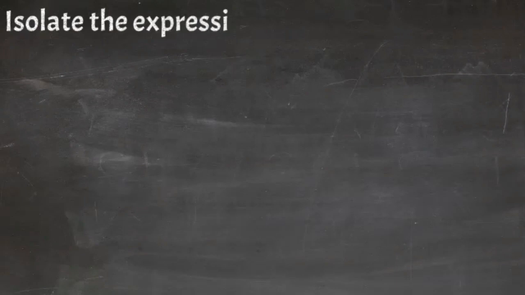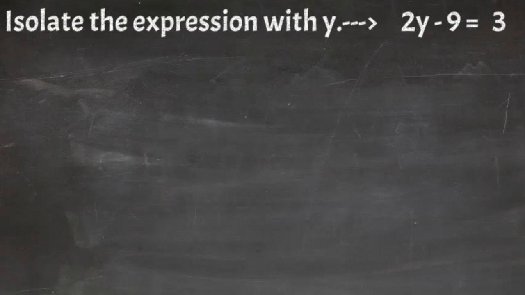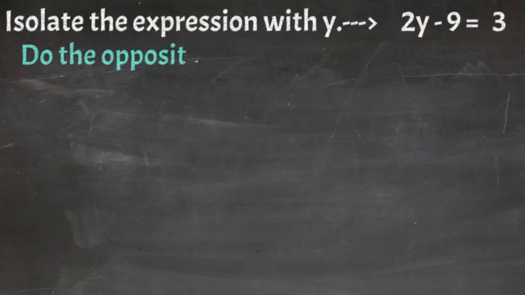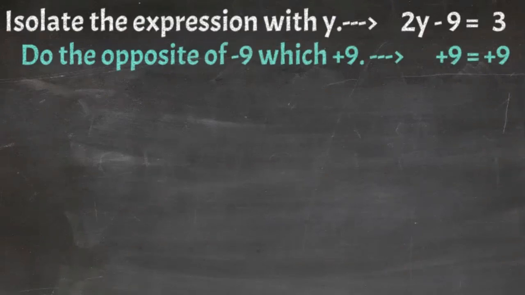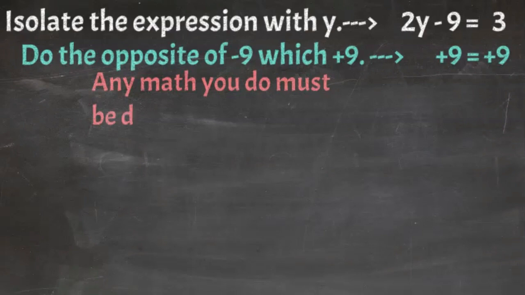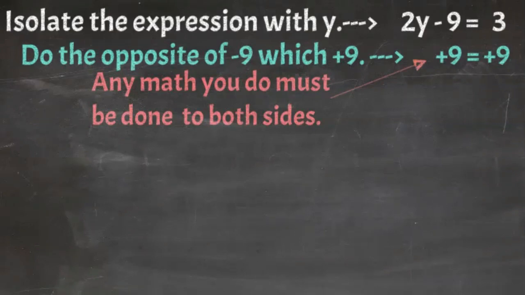We always isolate the expression with the variable in it, in this case y. So we have 2y minus 9 equals 3. So we have to do the opposite of the minus 9, which is plus 9, because we want to isolate the expression with the y. Any math you do must be done to both sides. So there's the first plus 9. And there's the second plus 9.